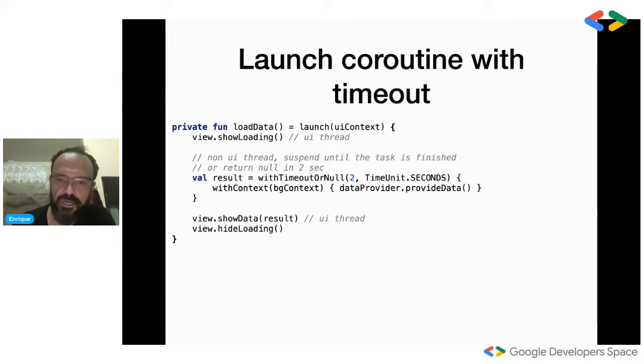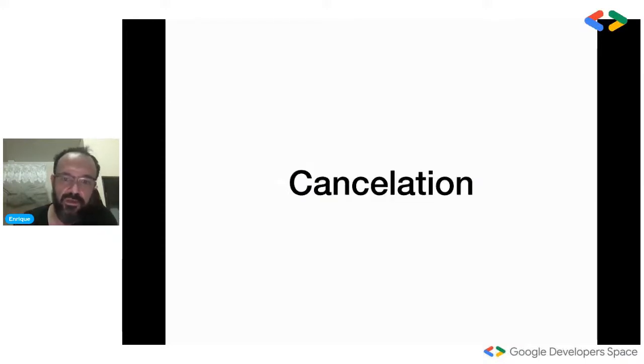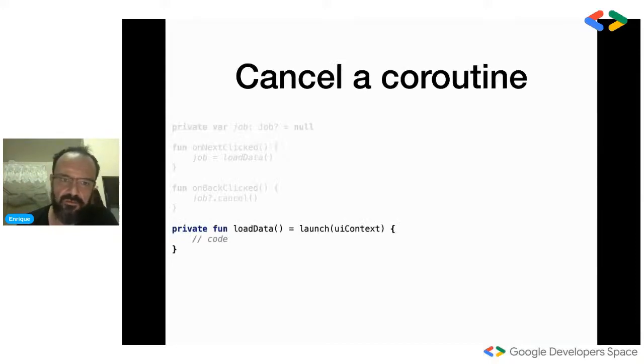Timeout, very important if we're having network requests, right? So if our backend is not working, we just want to time out and handle the error. So withTimeoutOrNull will start the task with the unit of time that we specified. Cancel them, very important. If for any reason our screen is changing, we are moving between different fragments, we would like to cancel our active coroutine.